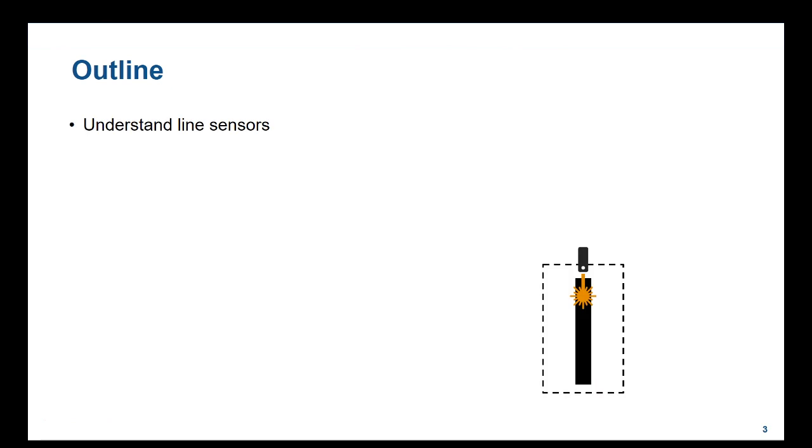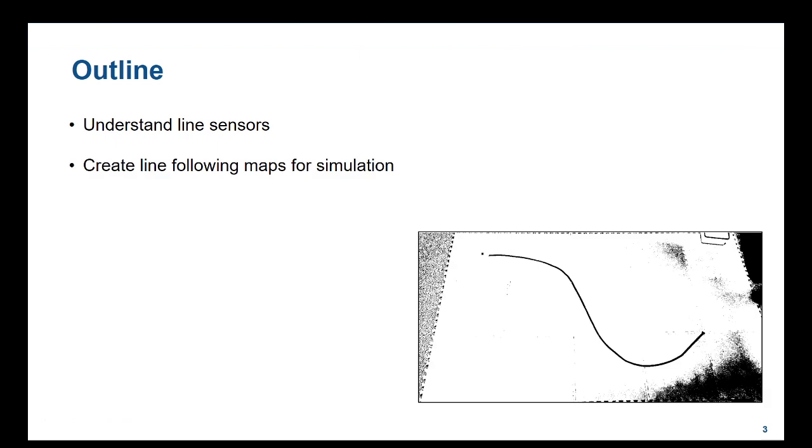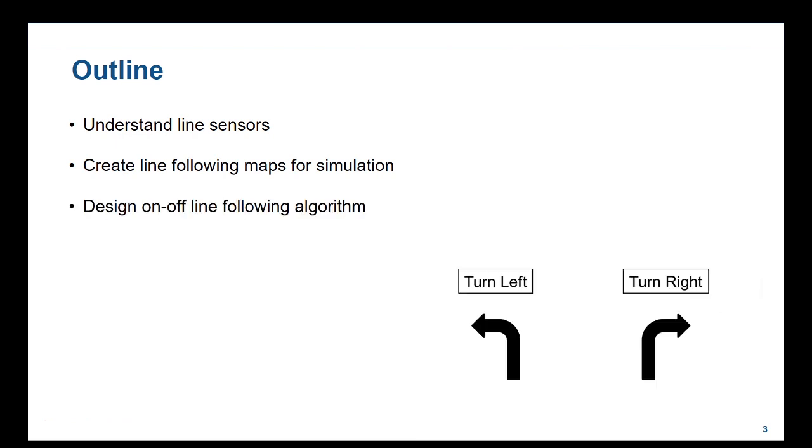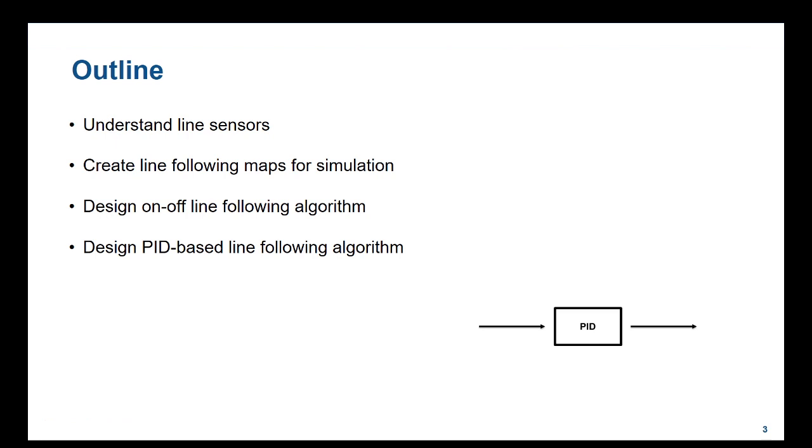So, to help us design the line following algorithms, we will first understand the fundamentals of the sensors involved in line following. We have been talking about how to use simulation to design algorithms throughout this training. We will next look at how to create maps from pictures to help with designing line following algorithms. Then we will look at two different algorithms to perform line following. The first one is called the on-off control, and the second is through a PID controller, which we have talked about in a previous video. Let's look at these sensors to understand them.